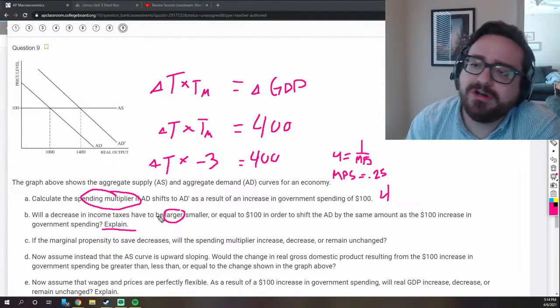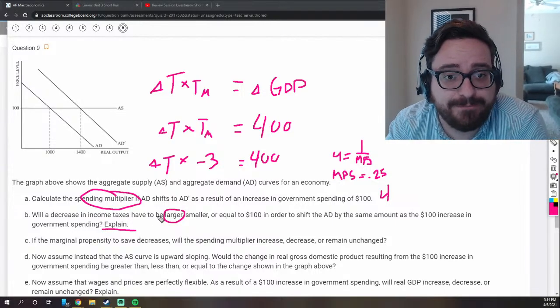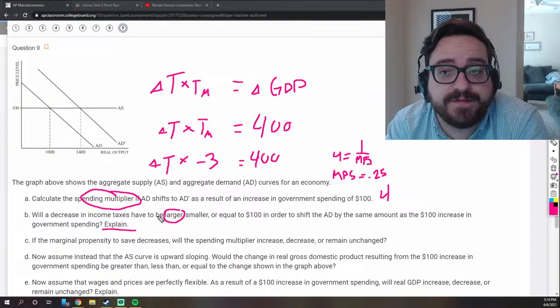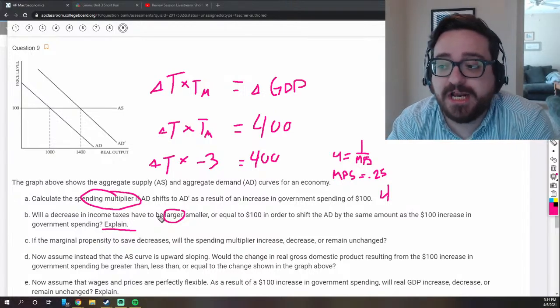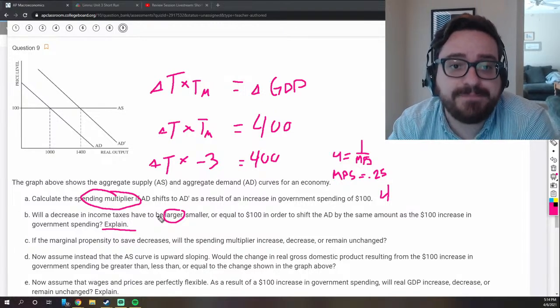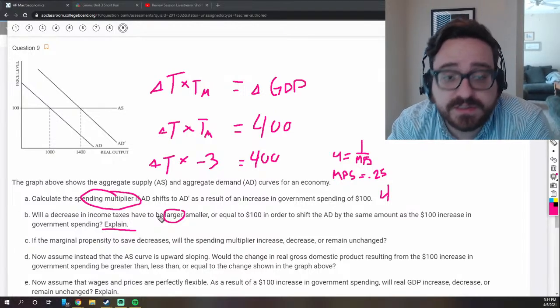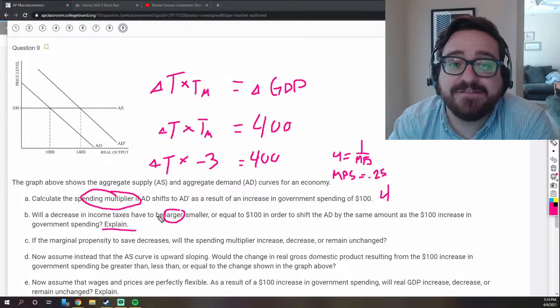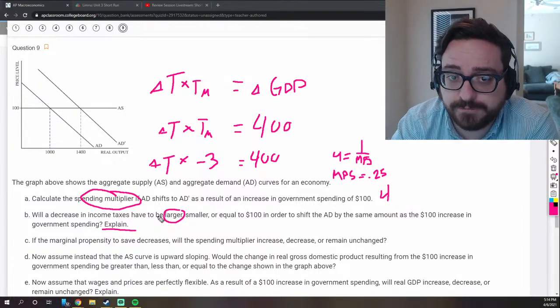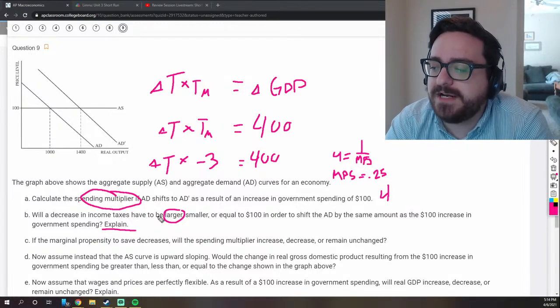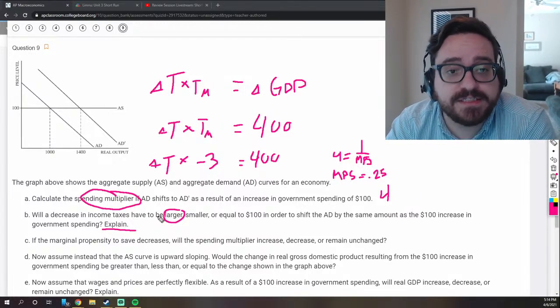Explain, you could conceivably explain with the math, but this is the technical thing that I explained earlier, which is that whenever you're doing taxes versus spending, a change in spending will have a larger impact than a change in taxes will. So if I want them both to have the same impact, I would need to change taxes by more. The reasoning is because when I change taxes on people, they're going to save a portion of it.